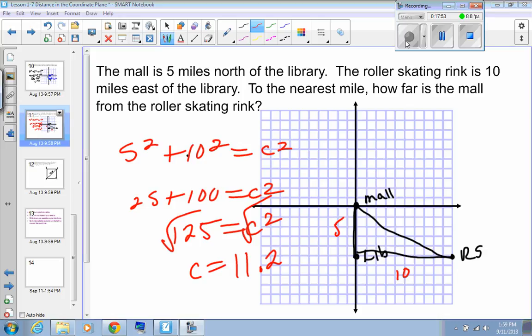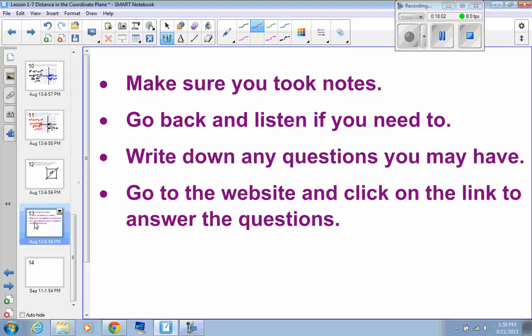So you should have gotten an answer of 11.2. 5 squared plus 10 squared, 25 plus 100, take the square root and you get 11.2. I want you to make sure that you took notes, go back and listen if you need to, and write down any remaining questions that you have.